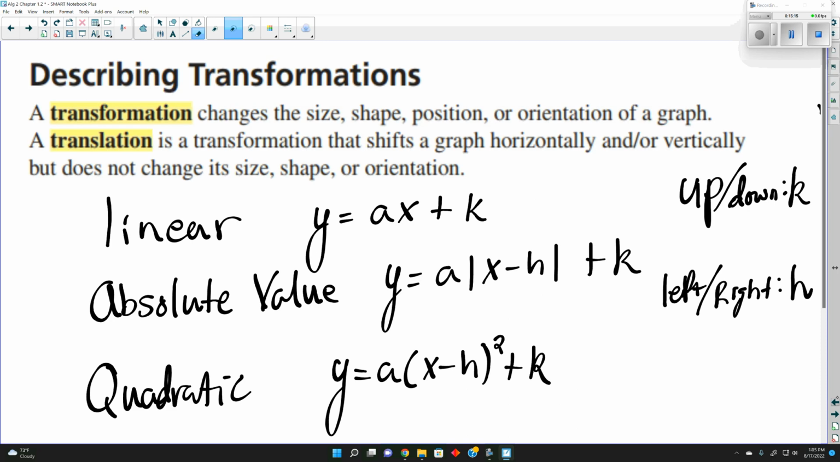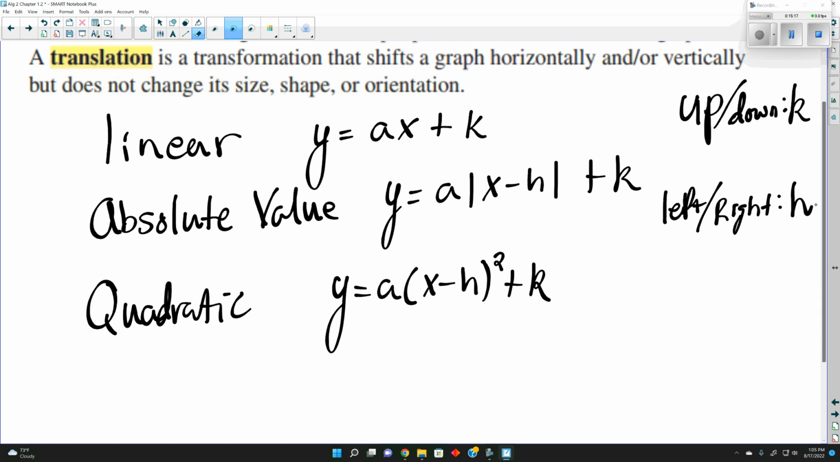When the translations talk about being inside parentheses or absolute values, it's always going to be the opposite of what we think. Always the opposite of what we think. So any questions on this so far? Now I know we haven't talked about A yet. We will get to A in a minute.